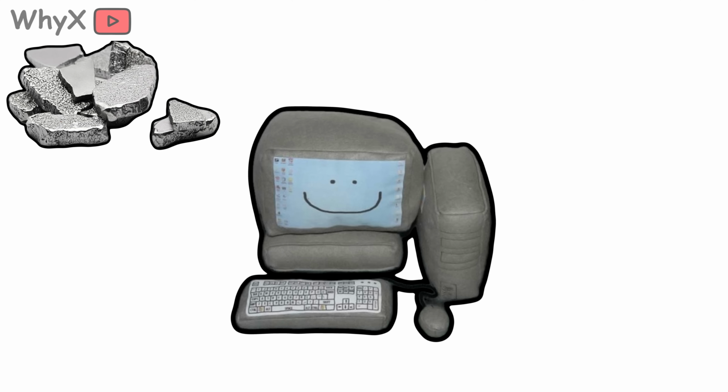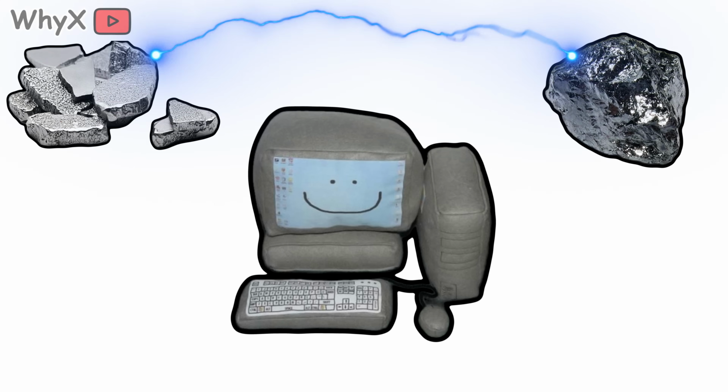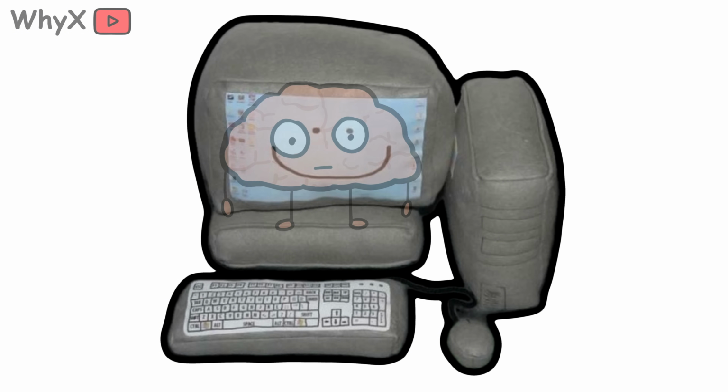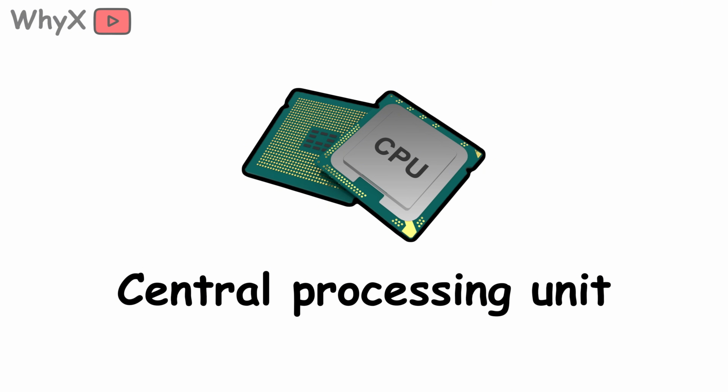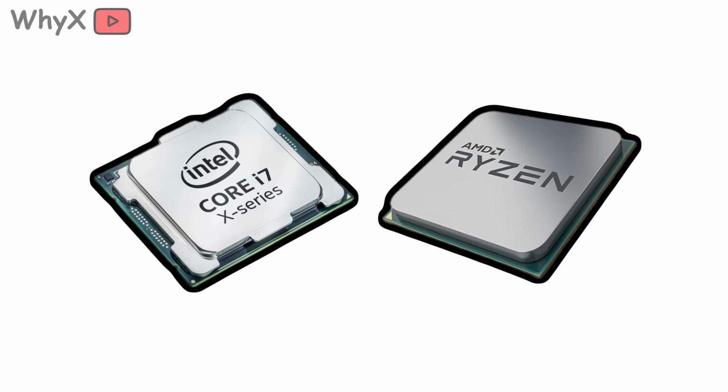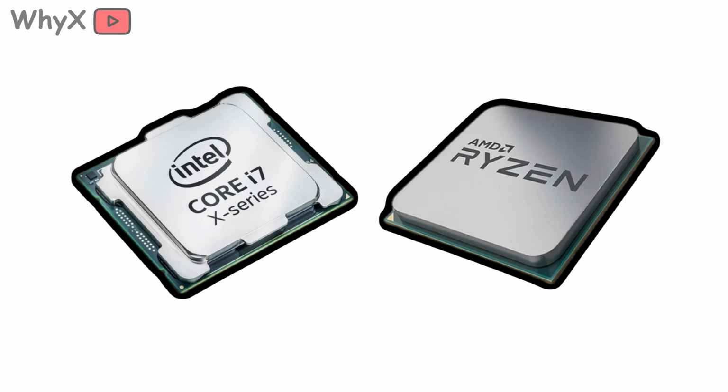So how does a bunch of metal, silicon, and electricity pull that off? To understand, let's take a little trip inside the brain of a computer. The central processing unit, or CPU. This thing is the quarterback, the maestro, the bossy traffic cop that keeps your device humming along.